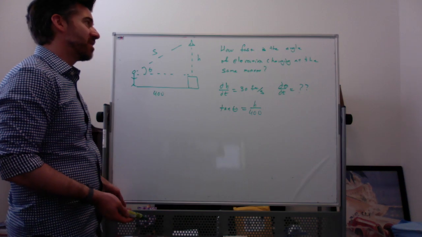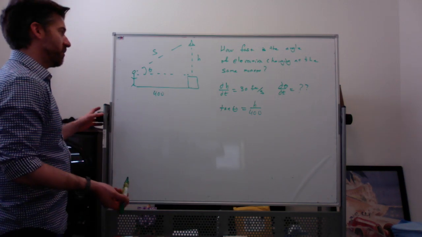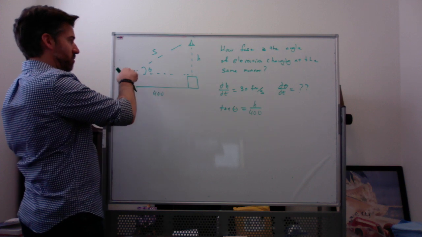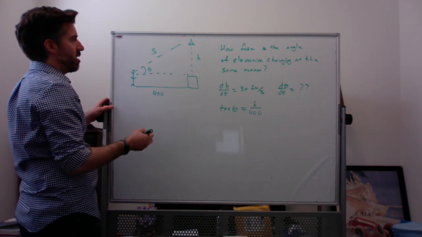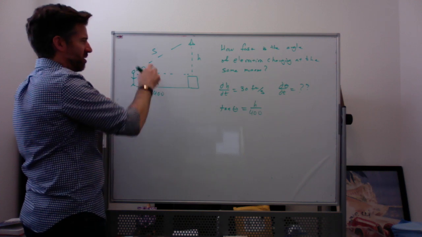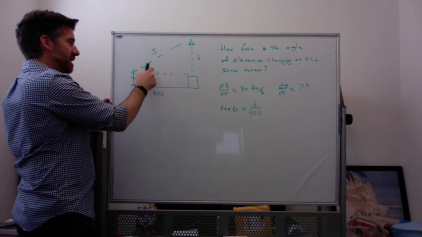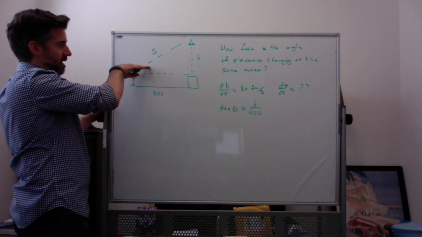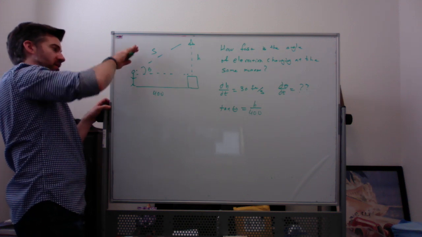How fast is the angle of elevation, the angle of elevation from me to the rocket, changing in the same moment? So now, we still have the same dh/dt is 30 feet per second. We don't really care what ds/dt is. We want to know what d theta/dt is, right? How fast is this angle increasing, right? Because it is getting bigger as the rocket goes up.